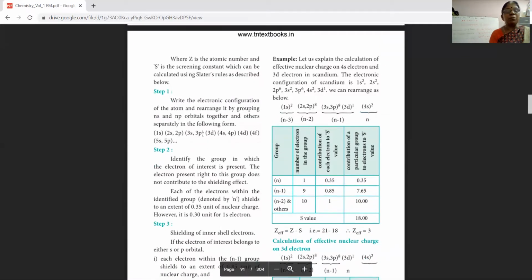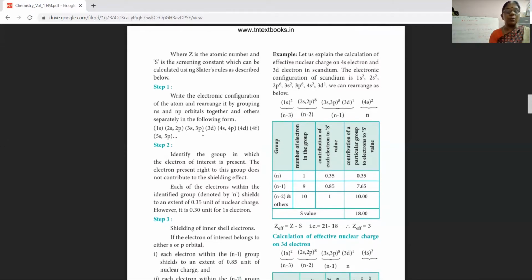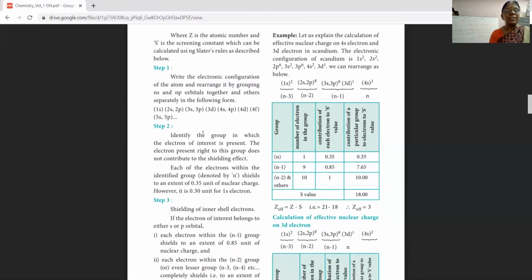The Slater rule is given here. In step 1, we should write the electronic configuration of the atom and rearrange it by grouping ns and np orbitals together and others separately. That is, after writing the electronic configuration, we group them like 1s one group, 2s and 2p together one group, 3s 3p one group, 3d alone one group, 4s 4p one group, 4d one group, 4f one group, and 5s 5p one group. That is the first step.